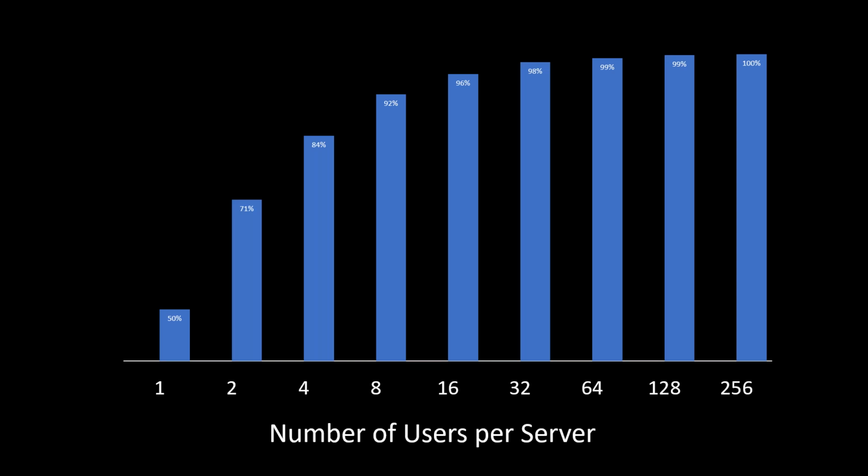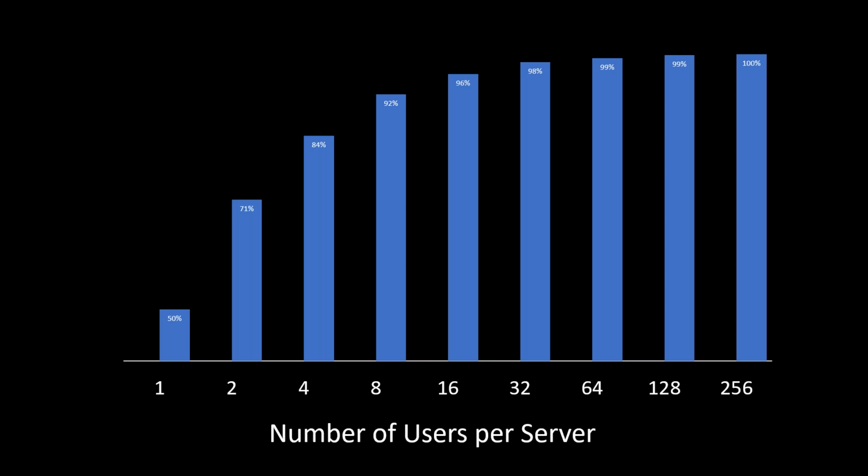What's important here is that it gets bad really quickly. So even at 8 users per server, we can still have to wait till 92% of our population is logged off before we can turn 50% of our servers off.